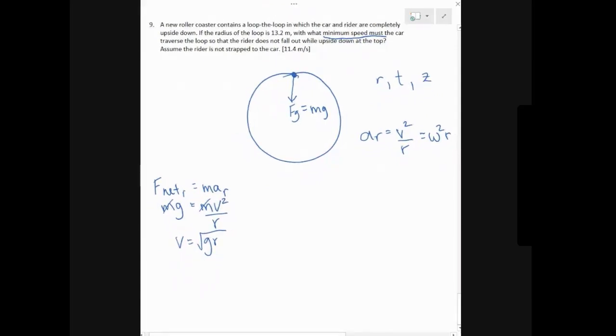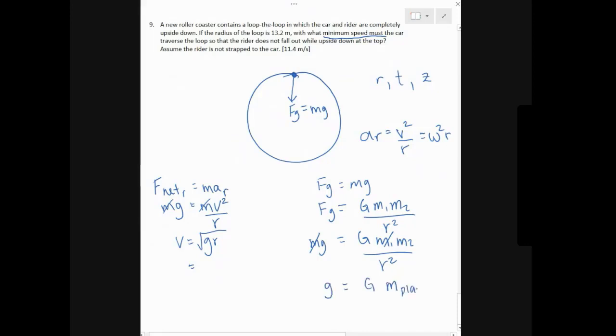Okay, what planet are we on here? Earth. But if we weren't on Earth, does everybody know how to find g if you're on some other planet? Remember, we have FG equals mg, and FG also equals G M1 M2 over r squared. Sorry, there's no negative sign. That was for you. So then we can say mg equals G M1 M2 over r squared, and this mass cancels out with one of these masses. We have little g is equal to G times the mass of the planet, or if it was a moon or an asteroid or whatever it is, over the radius of the planet squared.